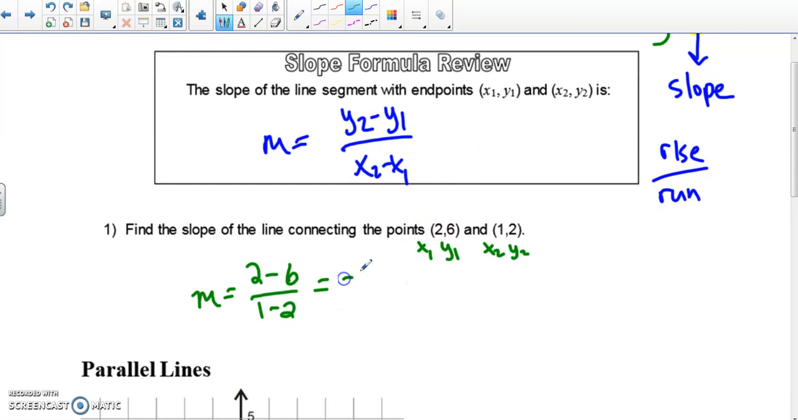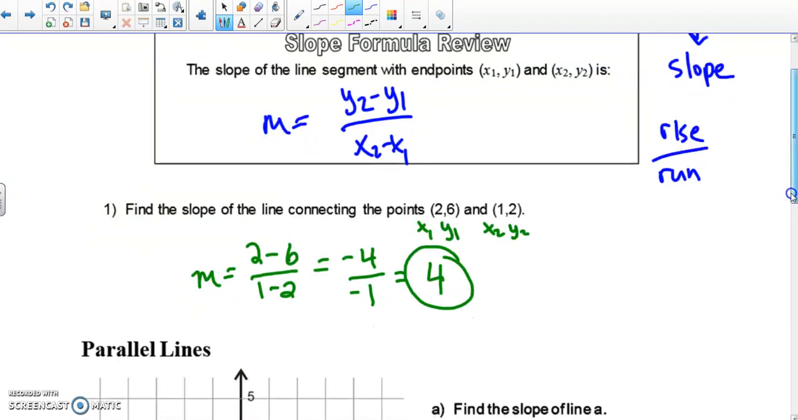So really carefully just taking these points, plugging it into our formula. 2 minus 6, careful with your signs, is negative 4. 1 minus 2 is negative 1. Negative 4 divided by negative 1 is a positive 4. So there's the slope of the line between those 2 points. And you hopefully would have gotten the same thing if you put it on a piece of graph paper. Okay, so that's one of your online homework checks, is just working with the slope formula.